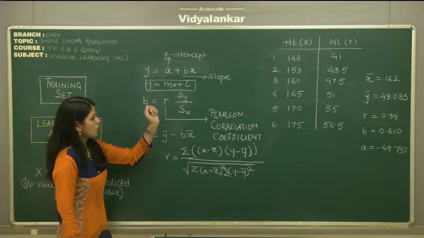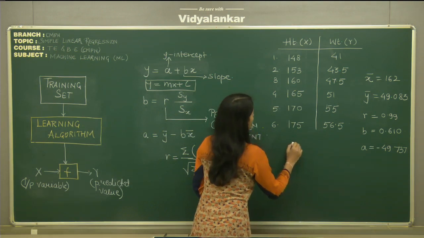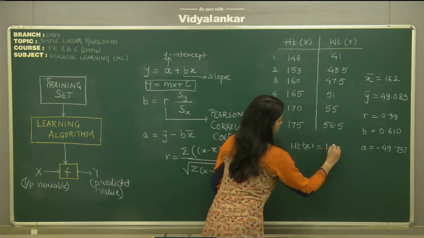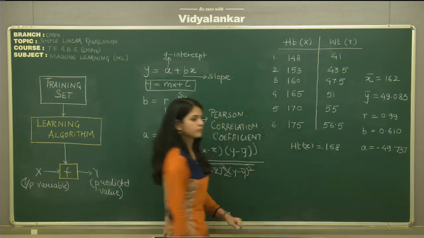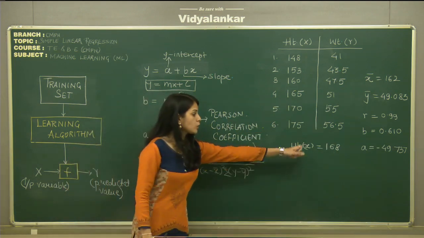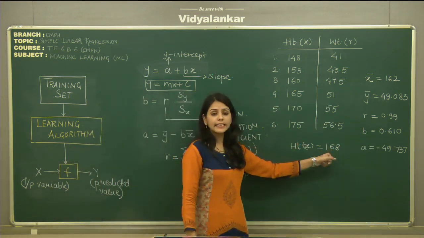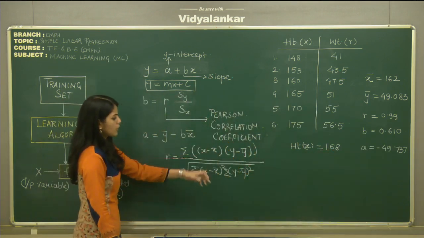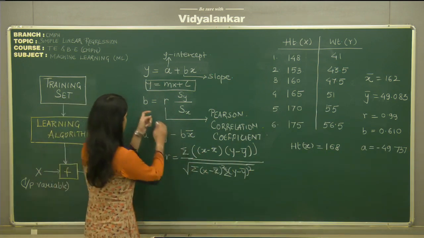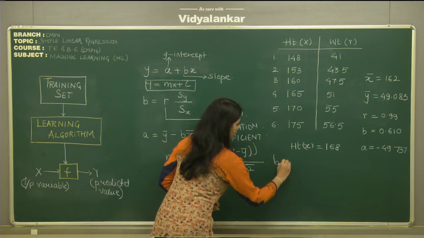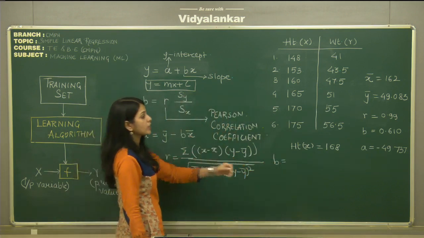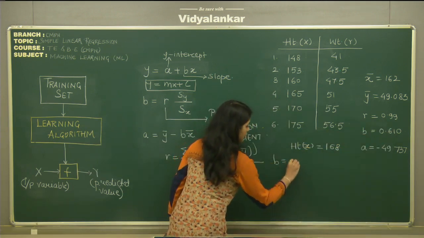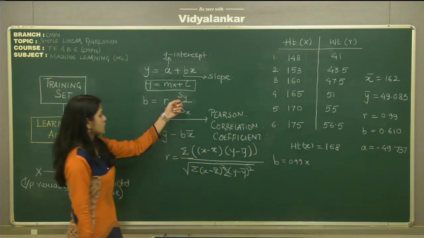Now suppose I want to calculate the weight for height x given to be 168. I need to predict what the weight could be of a person whose height is 168 centimeters. How will you do that? I just need to put down the values and I'll get the answer. First, let us calculate b. b is r into Sy by Sx. I have already calculated the value for you. r is equal to 0.99.